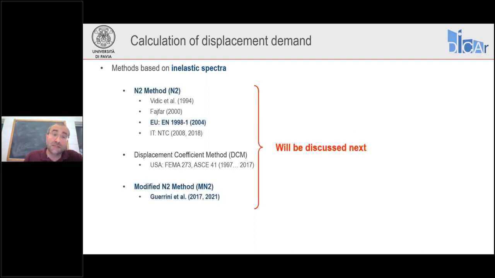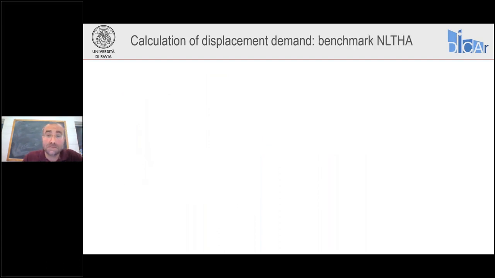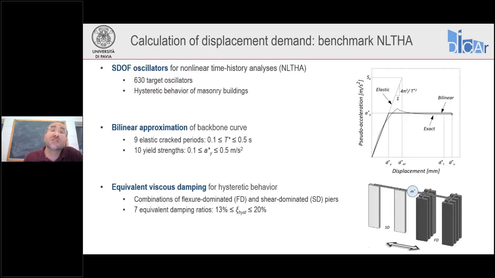So we will focus on these two methods, the N2 method proposed by the ERGOCAD and the modified N2 method proposed by our research group. In order to discuss and assess the accuracy of these methods and to calibrate the improved method, we made use of a number of nonlinear time history analyses performed on single degree of freedom oscillators representative of masonry structure.